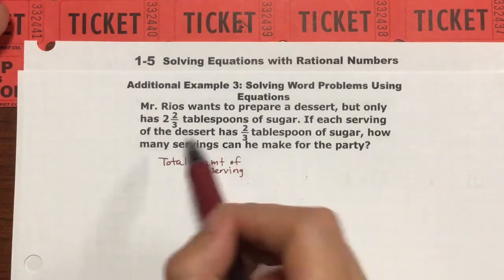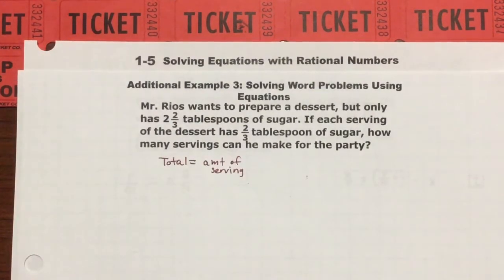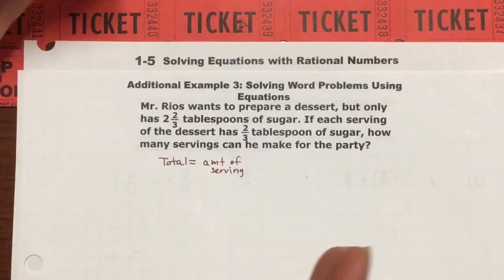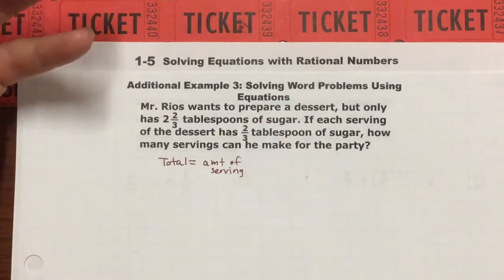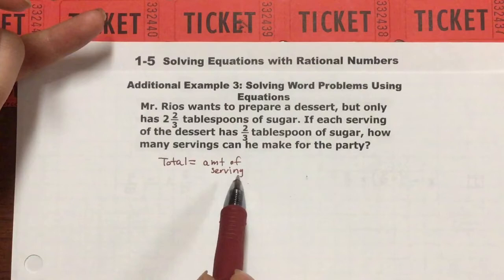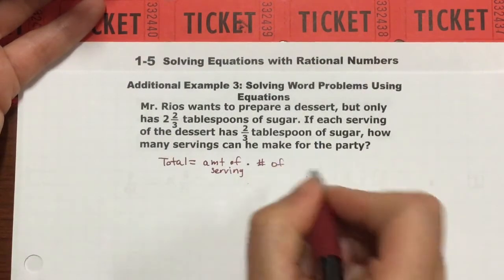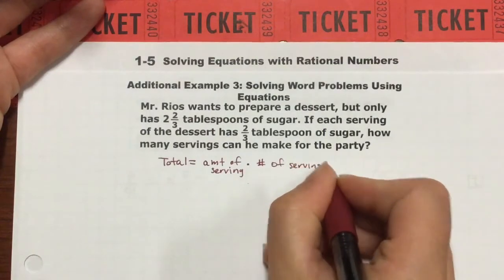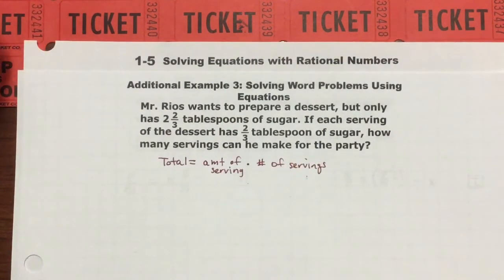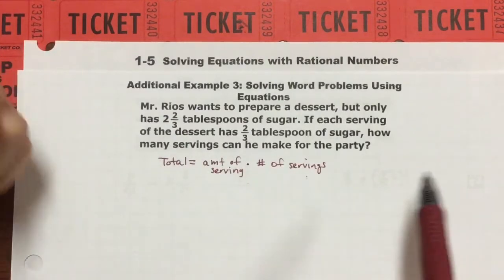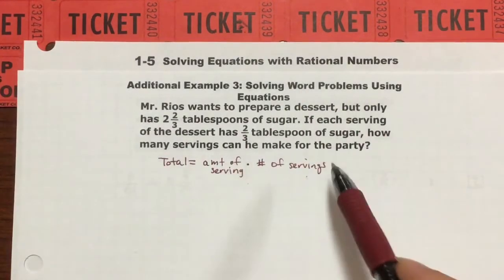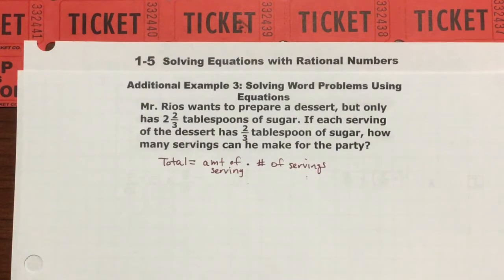But what we don't know is how many servings. So we don't know the number of servings. We know the amount of each serving, but we don't know how many. And really, the amount of each serving multiplied by the number of servings gives us the total. Okay, so this is how we would set up all this information using an equation, which is what we're going to be moving towards in class. It's taking word problems like this and setting them up as equations.